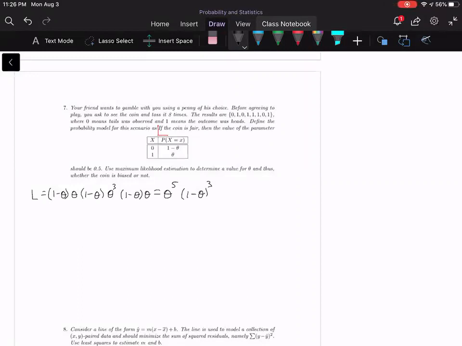And that is our likelihood function. This one isn't so bad taking the derivative at this point, but the log likelihood does make it a tad easier. And so over here, the log likelihood of theta is going to be 5 times the natural log of theta plus 3 times the natural log of 1 minus theta. And now we want to take the derivative with respect to theta.